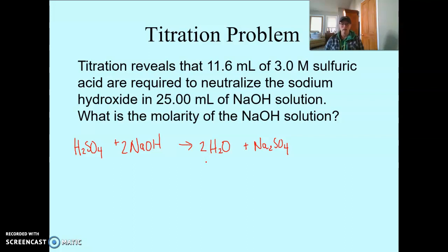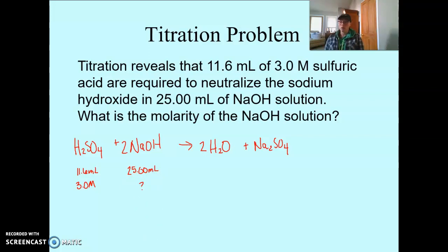So now it's a balanced reaction. So now we want to look at what do we know. Well, we know that we are going to start out with 11.6 milliliters of H2SO4, and it's a 3 molar solution. We know that we have 25 milliliters of NaOH, but we don't know what its molarity is. That's what we want to know.